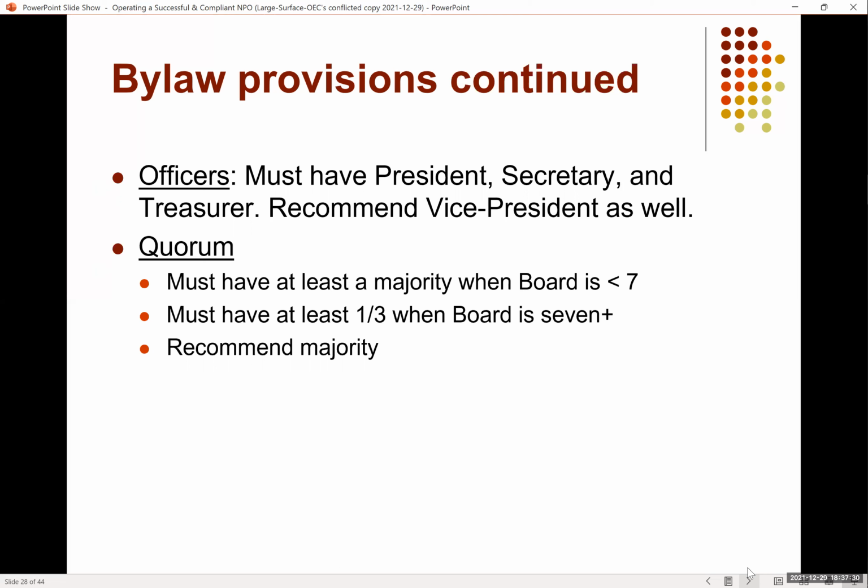And then you have to establish what quorum is. And so there are different ways to define what quorum is. But again, that's up to you. But if you have 5 people, you should have it that 3 people are in attendance.